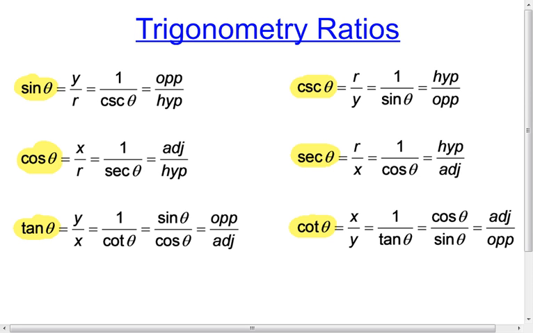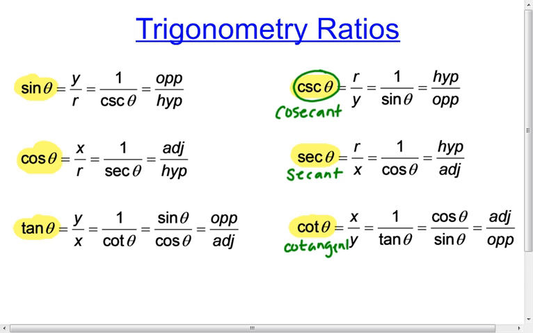You know SOHCAHTOA, you know that sine is opposite over hypotenuse. And then there's also some other things here. These 3 trig functions over here you probably have not heard of. Maybe some of you have. But this is cosecant. It's the abbreviation for cosecant. This is secant. And this is cotangent.